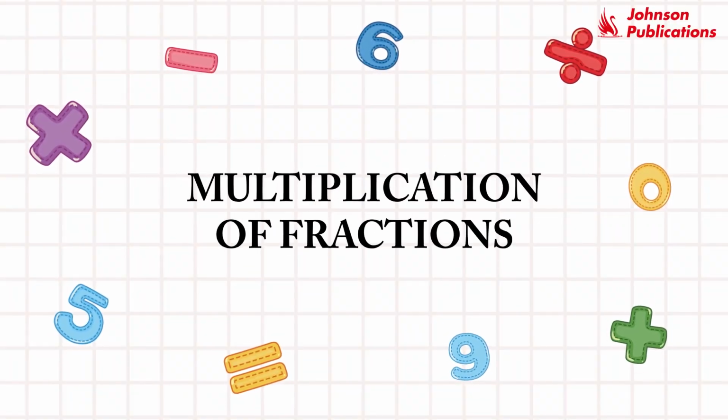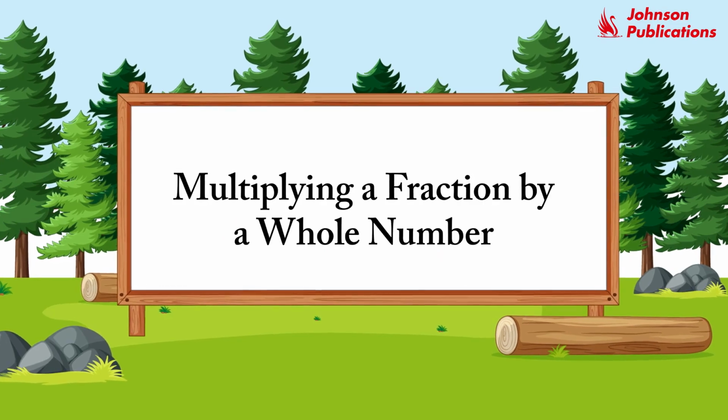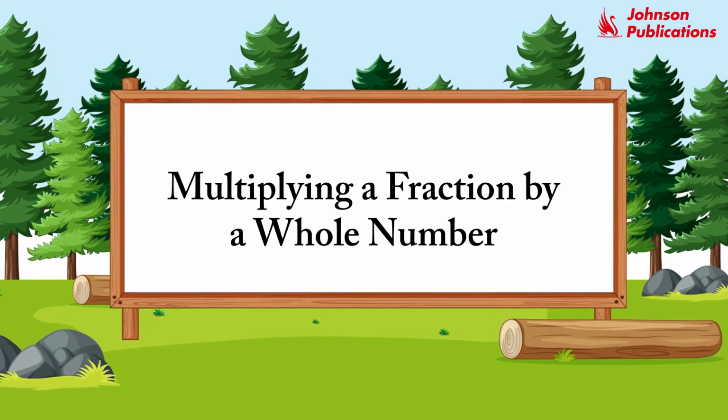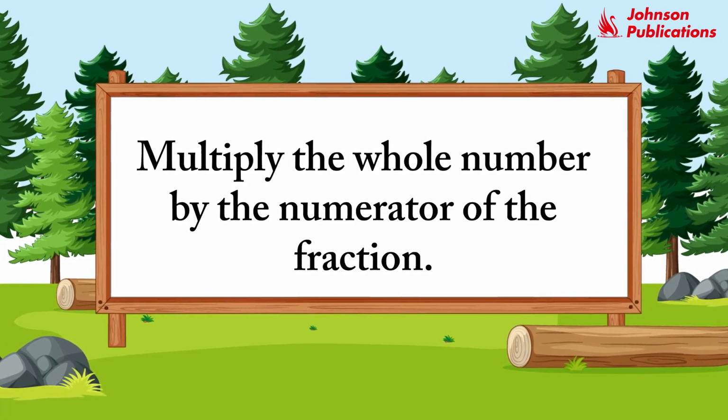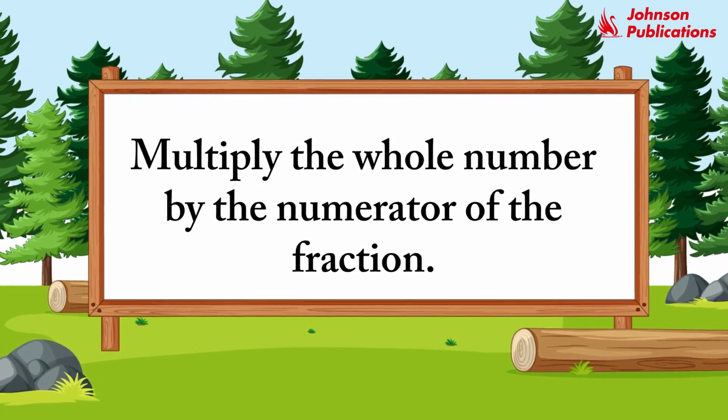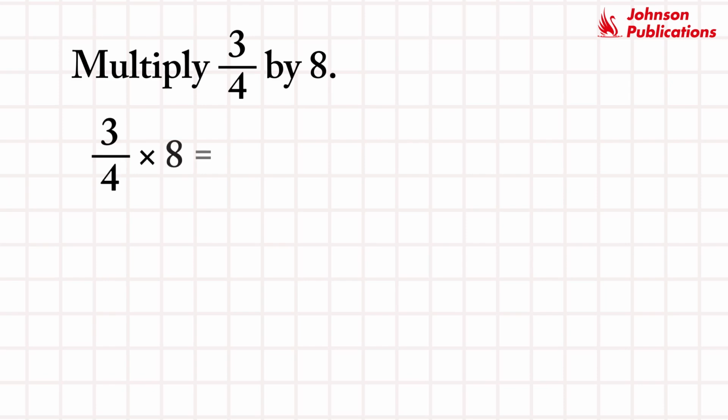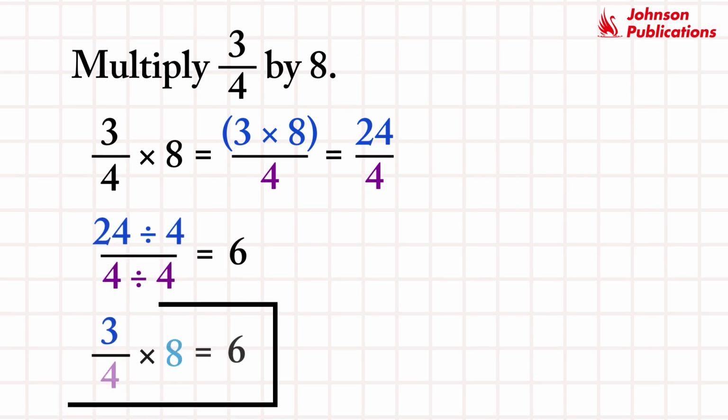Multiplication of fractions. Multiplying a fraction by a whole number. Multiply the whole number by the numerator of the fraction. Multiply this fraction by 8. We get 24 by 4. We bring this fraction to its lowest term, which is equal to 6.